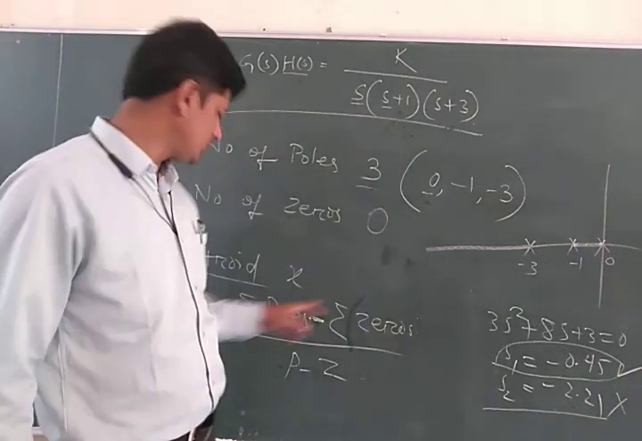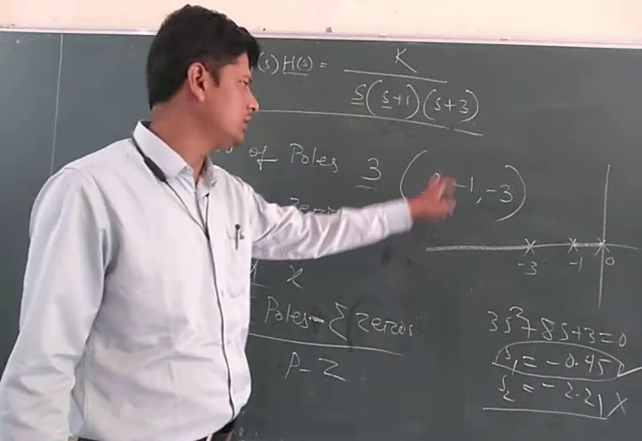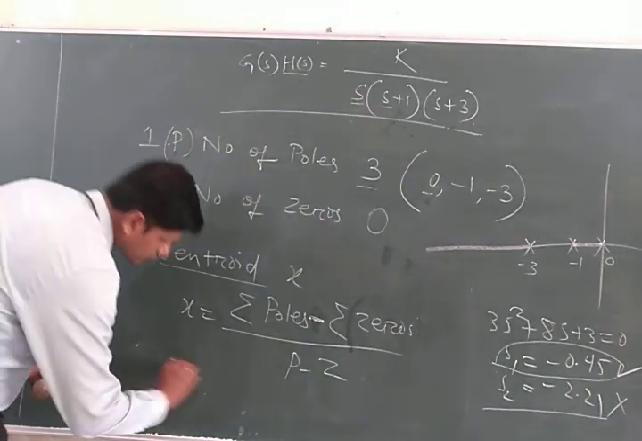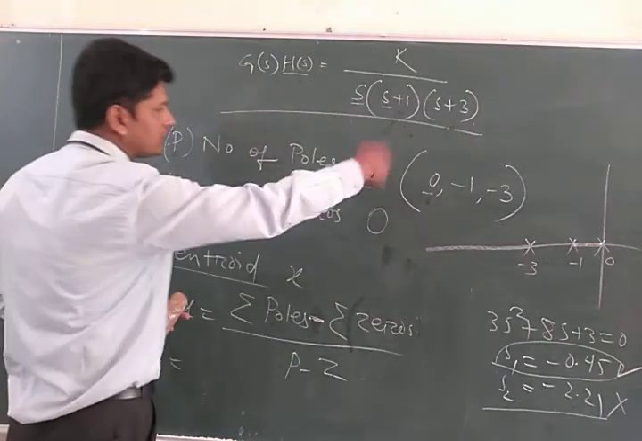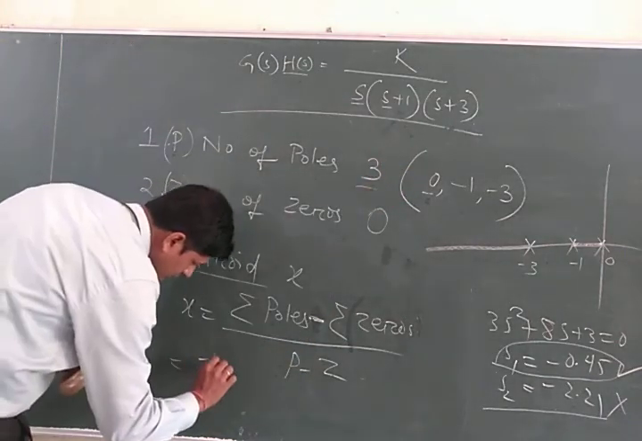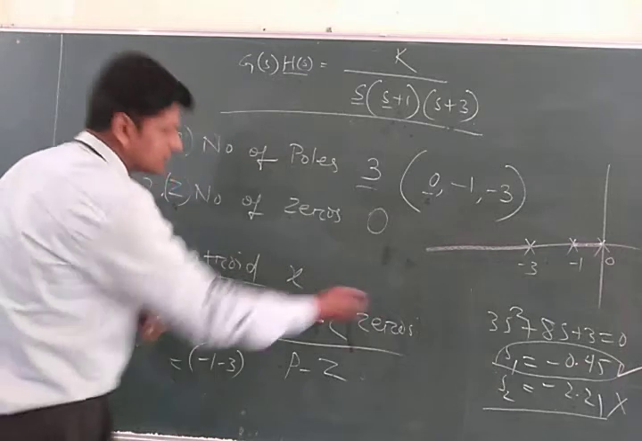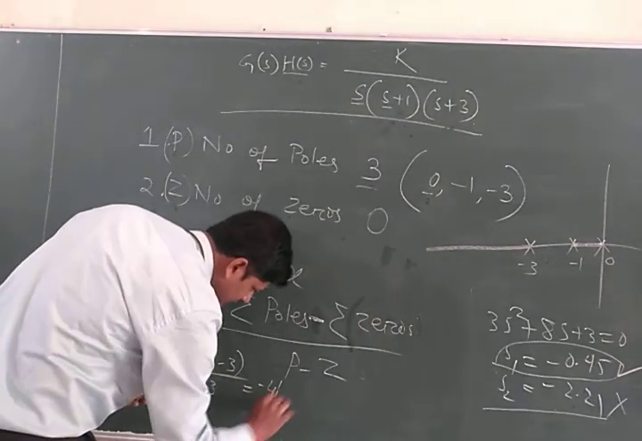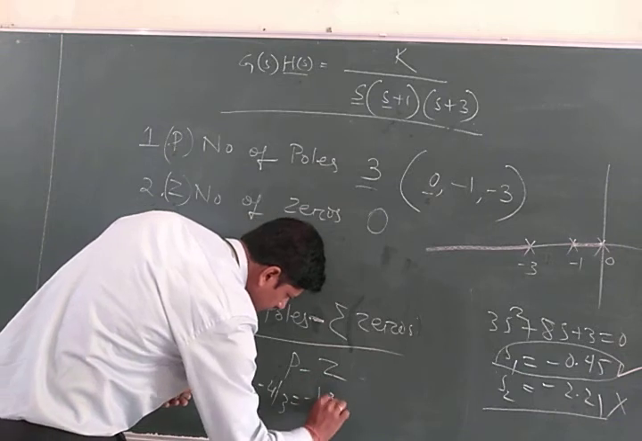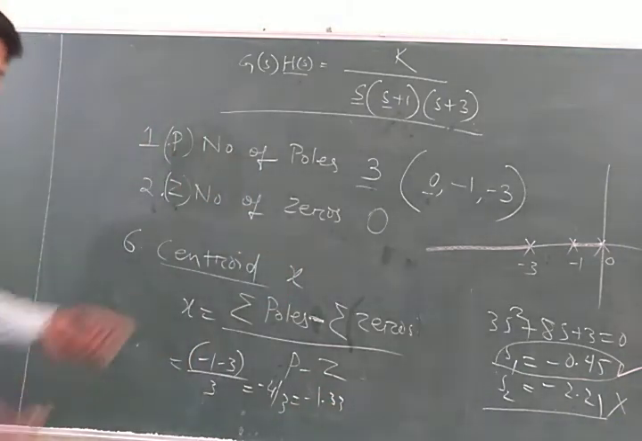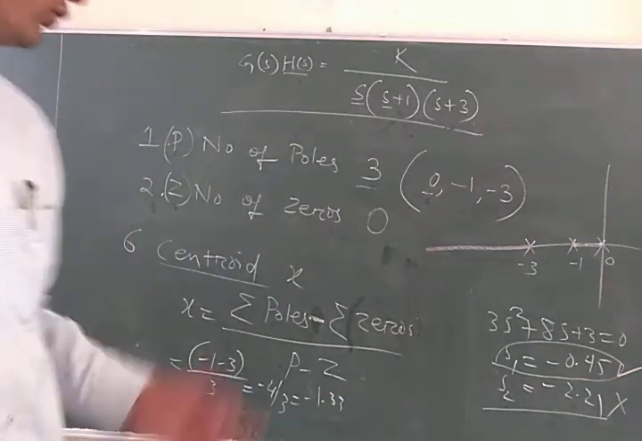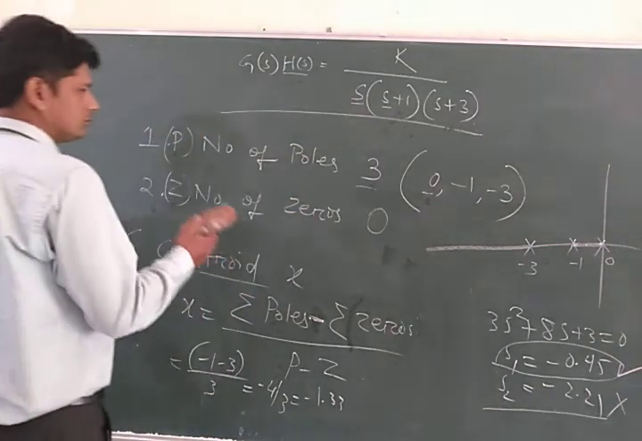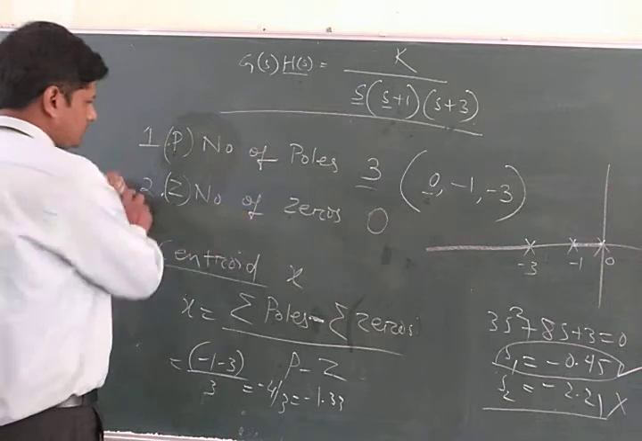There are no zeros, but poles are there. The poles are 0, minus 1, minus 3. So the summation of poles, the addition of all the poles, is minus 1 minus 3. Since no zeros are there, I can directly divide by 3. It is minus 4 by 3 equals minus 1.33. This is the centroid, the point which will be applicable in our drawing part.